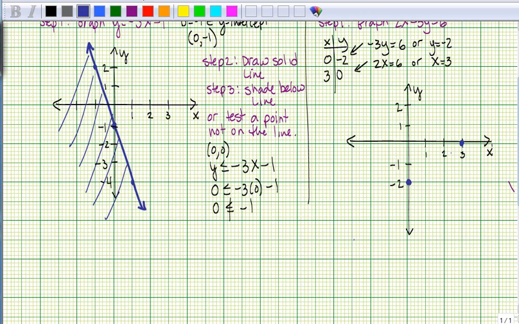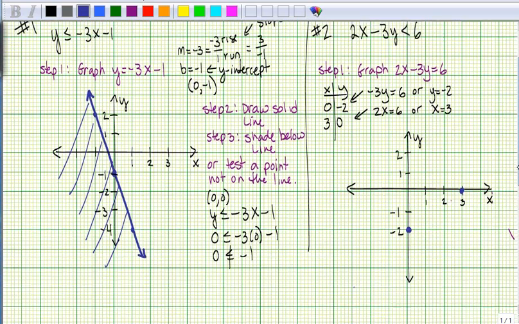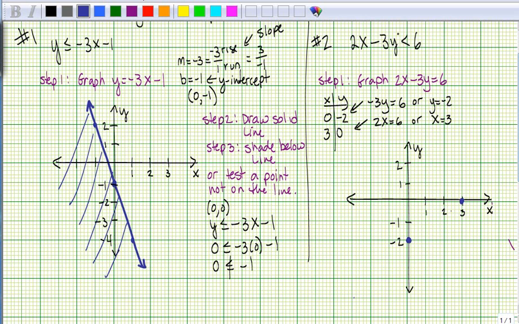But this time, I'm going to draw a dotted line. Why dotted? Because the original equation had a less than, so the line is not included. So there is my dotted line. That is step 2. Step 3, the shading. The shading is not so evident here. It's not going to be below the line. Why? Because of this negative 3 in front of the y.